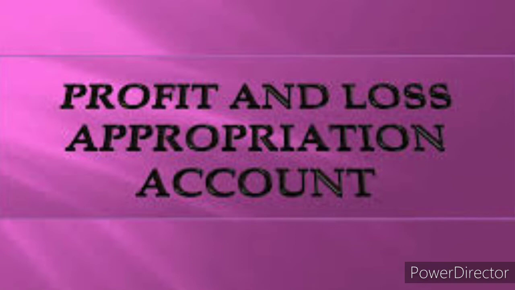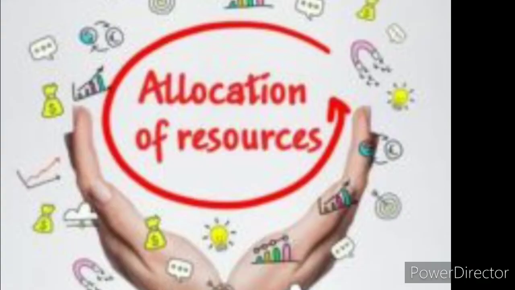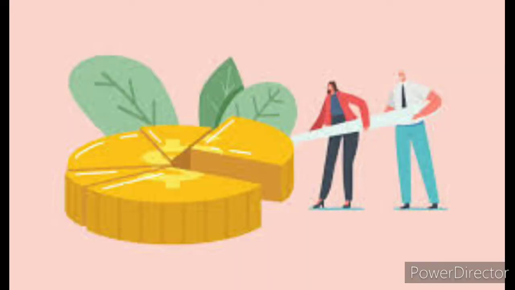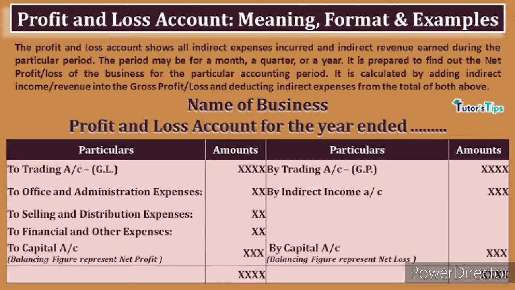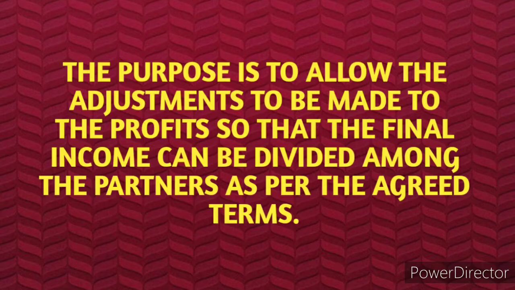Before starting, let's once again look back at the profit and loss appropriation account in brief. Profit and loss appropriation account is prepared to show how the firm appropriates or distributes the profit earned during the year. It is an extension of the profit and loss account, and it is prepared after the profit and loss account at the end of every financial year. The purpose is to allow adjustments to be made to the profit so that the final income can be divided among the partners as per the agreed terms.